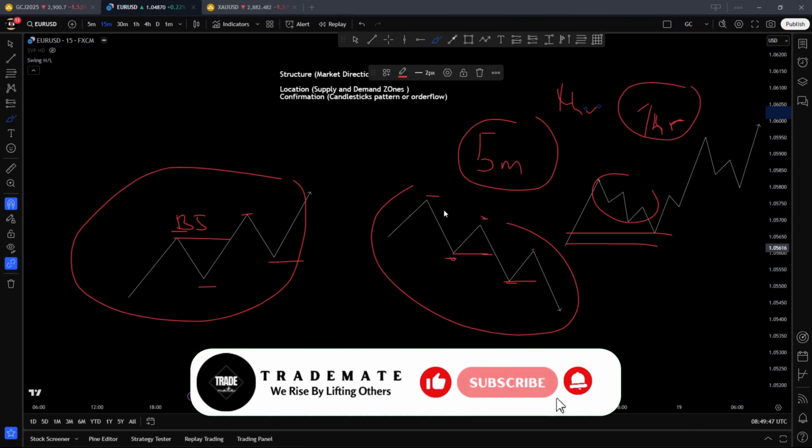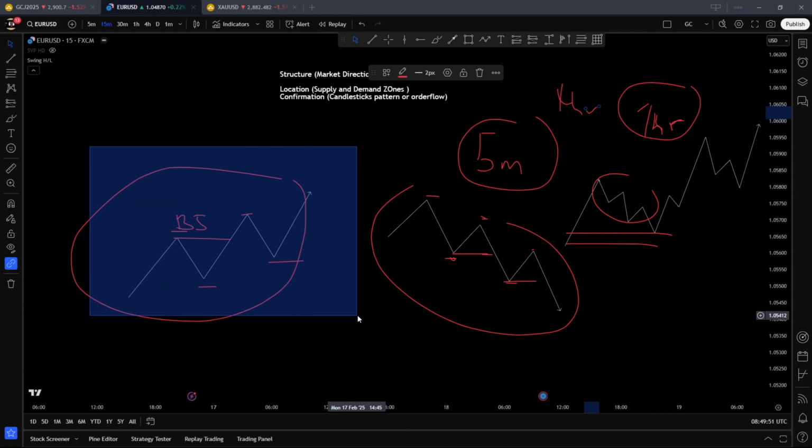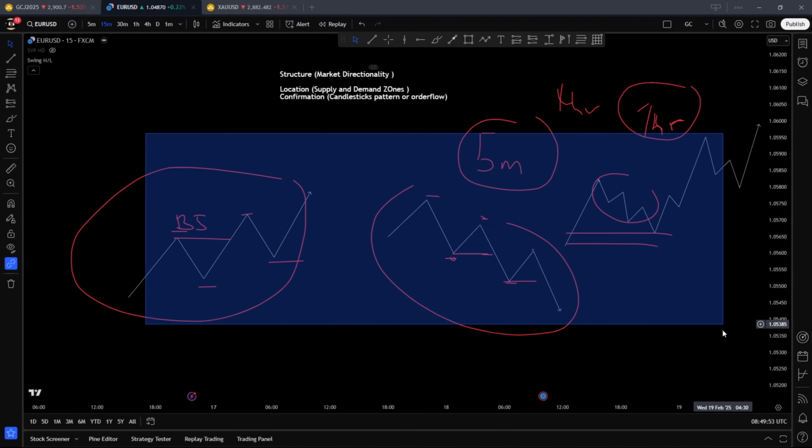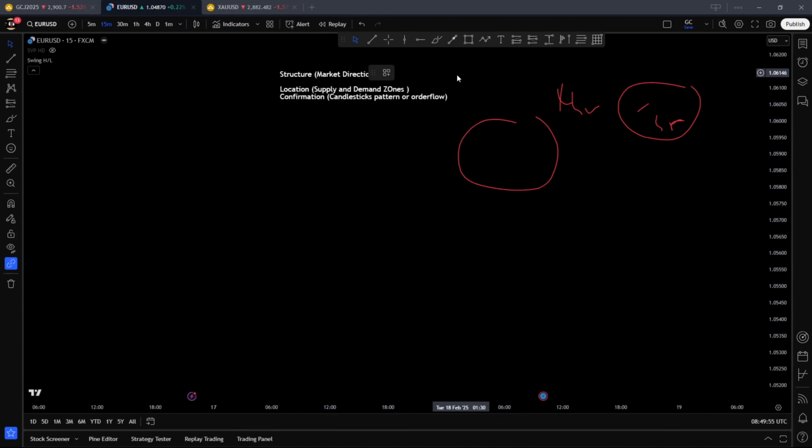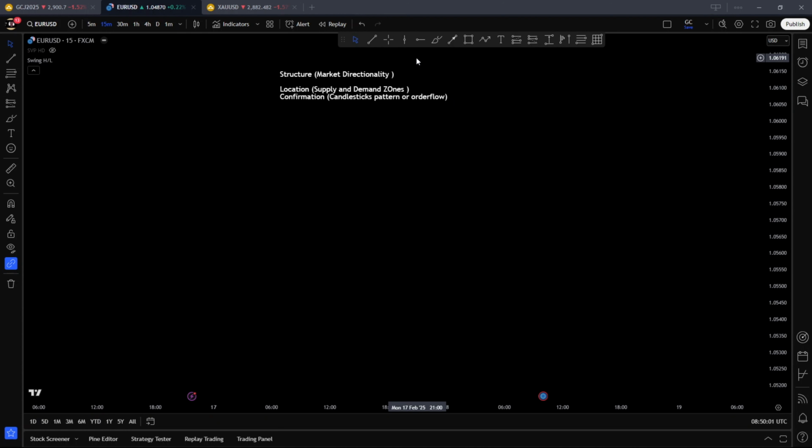All right, so now having said that, let's quickly look at how to draw our demand and supply zones. So what is a demand and then what is a supply? Now the market basically moves based on demand and then based on supply. A demand zone is basically a zone where price consolidated a bit before a push up.